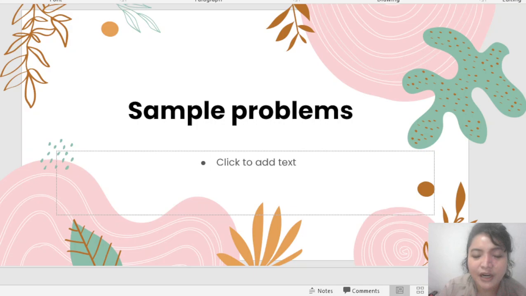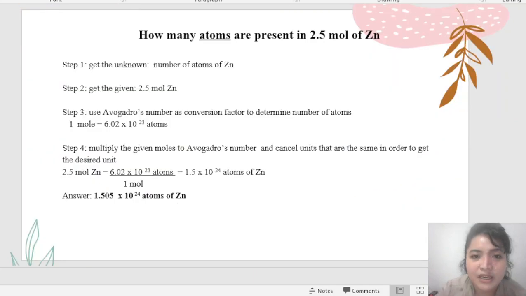Here are the sample problems. For example, here you are going to determine how many atoms are present in moles. So you are going to get the number of atoms first, which is your unknown, followed by the given. And we have here 2.5 moles of zinc. Now, the third step is very important. You are going to determine which among the conversion factor is important. So in here, you have 1 mole is equal to 6.02 times 10 to the 23rd power atoms.